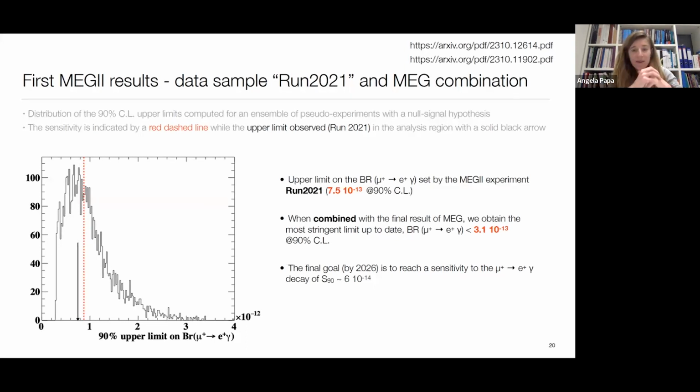And then we are keeping on going with analysis and with data taking, and we are sticking to our final goal by 2026, aiming at reaching the sensitivity, as mentioned already, of something like 6 times 10 to the minus 14. So this is all concerning MEG that I wanted to share with you.